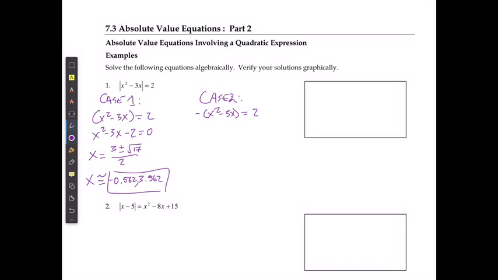In the second case, I would state that negative x squared plus 3x is equal to 2, which means that negative x squared plus 3x minus 2 is equal to 0, or x squared minus 3x plus 2 is equal to 0. This one I can factor. I'm going to factor it into x minus 1 and x minus 2. So in this case, x would theoretically equal positive 1 or positive 2.